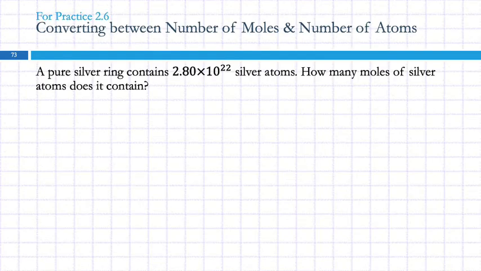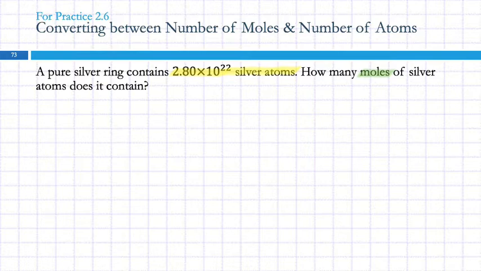Let's do an example. A pure silver ring contains 2.80 times 10 to the 22 silver atoms. How many moles of silver does it contain? So this is a thinly disguised dimensional analysis problem. We want to look at what information and what units they are giving us. Well, there's only 1 number in the problem, so that's probably important. It's this many silver atoms. And what are they asking us to find? Moles.